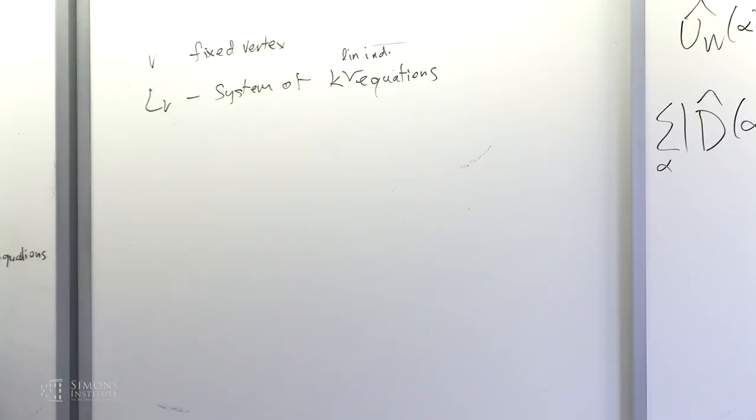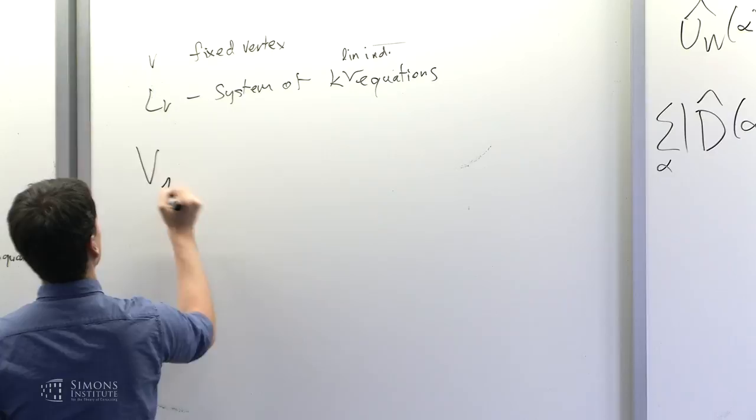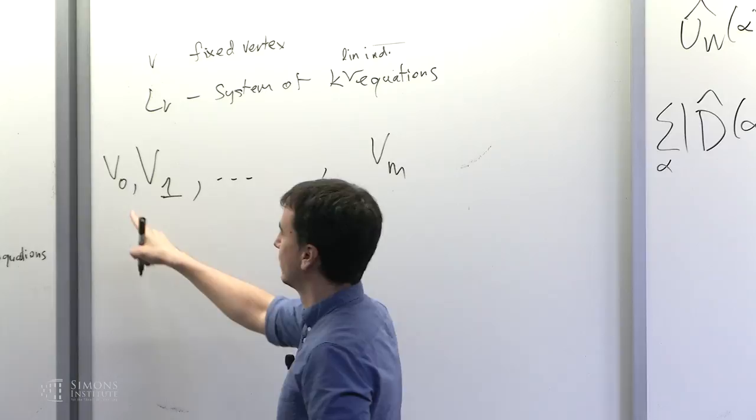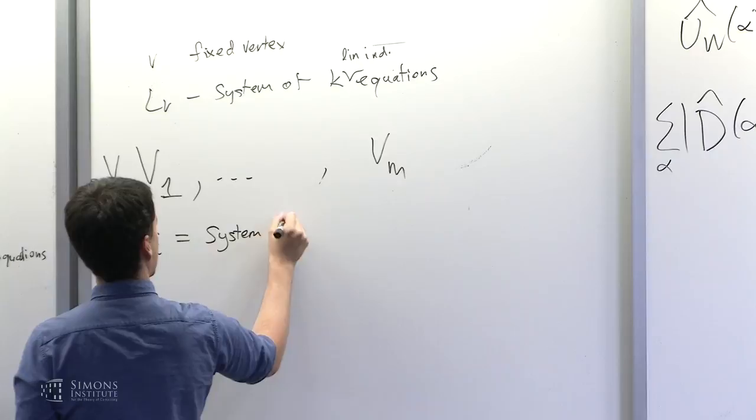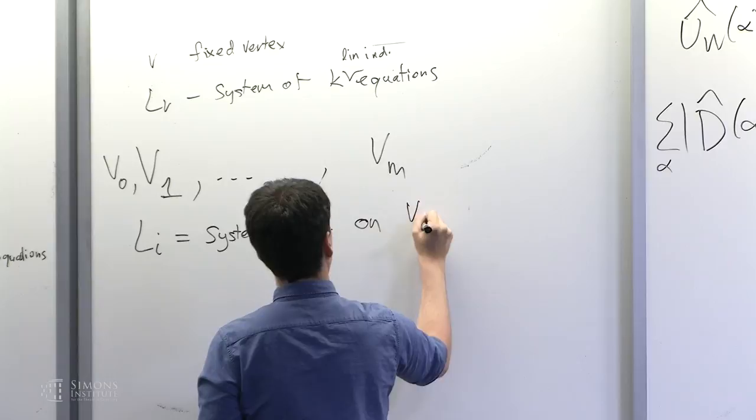Right. Because I mentioned two properties. One is the soundness. Okay, I don't want to write down equations that I haven't seen or inferred from the input. And the second is accuracy. So I'm going to use the soundness now. Okay, so recall that we have these random variables which correspond to the computation path: the vertex at layer 0, 1, up to m. I want to look at Li. It will be just the system of equations on V.